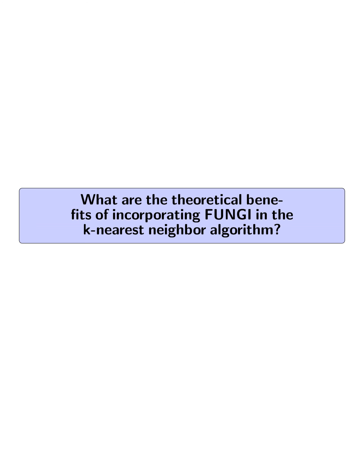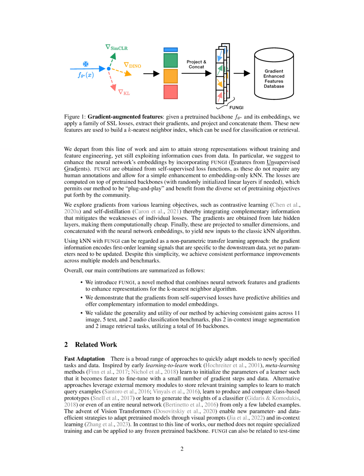What are the theoretical benefits of incorporating FUNGI in the k-nearest neighbor algorithm? The theoretical benefits of incorporating FUNGI in the k-nearest neighbor algorithm lie in enhancing the neural network's embeddings by incorporating features from unsupervised gradients. FUNGI, obtained from self-supervised loss functions, does not require human annotations, allowing for a simple enhancement to embedding-only KNN. These gradients are projected to smaller dimensions and concatenated with the neural network embeddings, providing new inputs to the classic KNN algorithm.